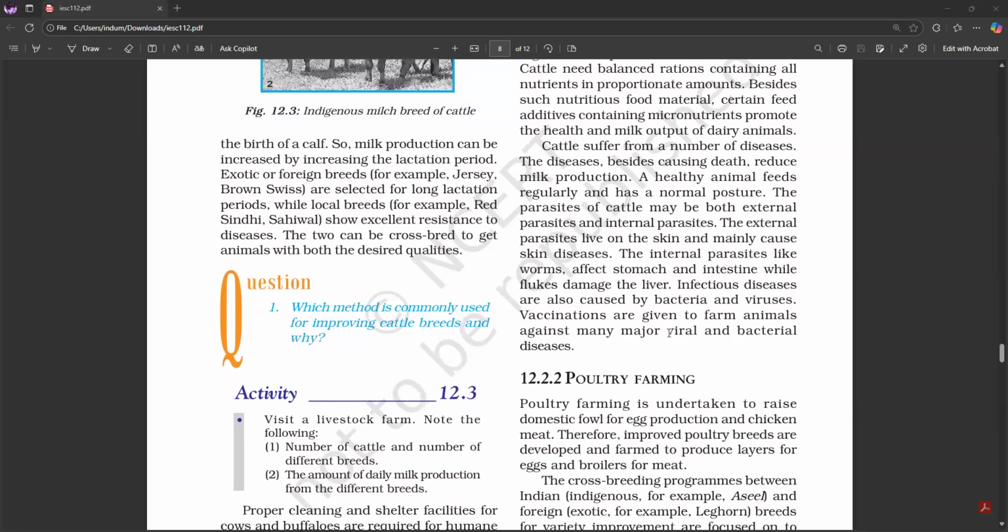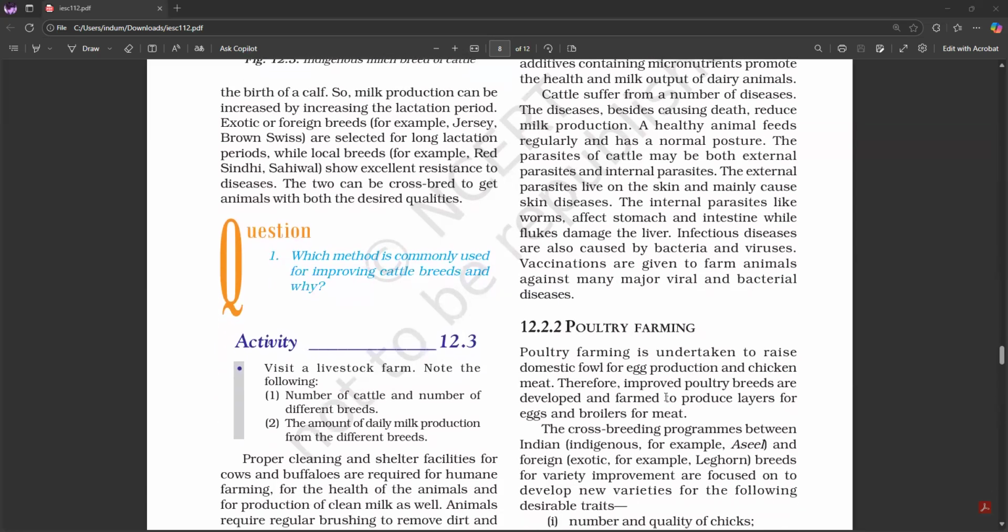Cattle suffer from a number of diseases. The diseases, besides causing death, reduce milk production. A healthy animal feeds regularly and has a normal posture. The parasites of cattle may be both external parasites and internal parasites. The external parasites live on the skin and mainly cause skin diseases.